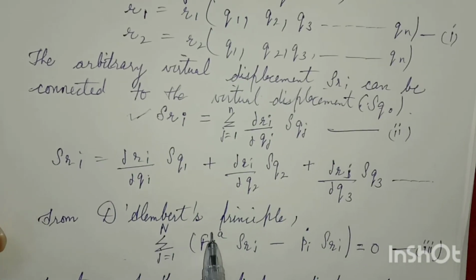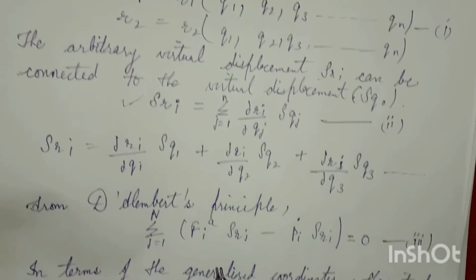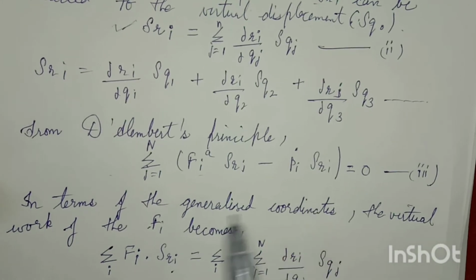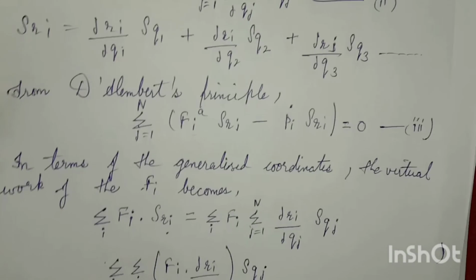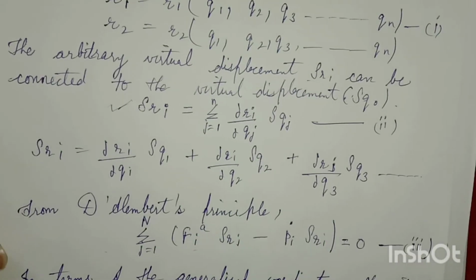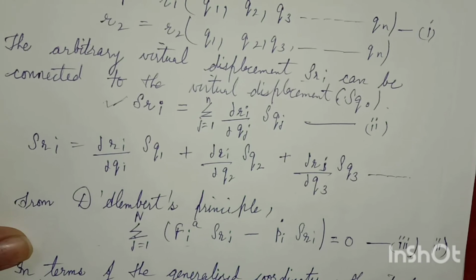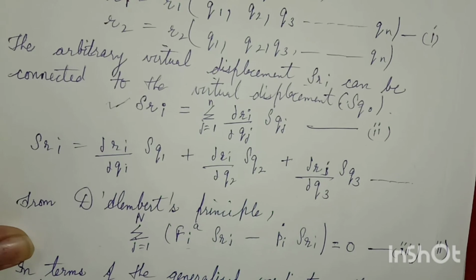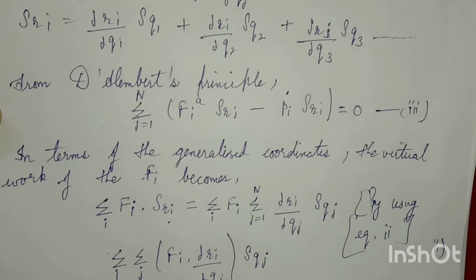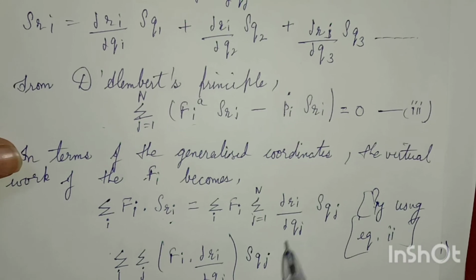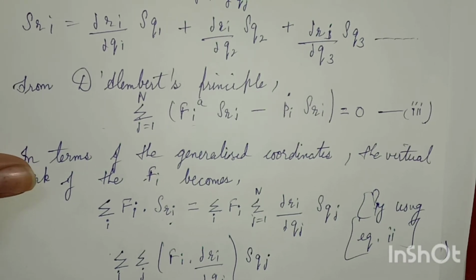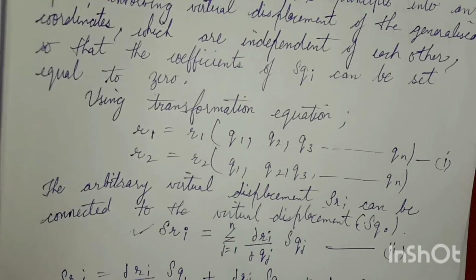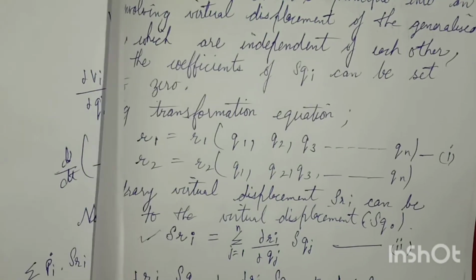Now by using D'Alembert's principle, we have a relation. We have to find the value of the applied force, then we have to find the value of the change in momentum. First we find the value of the applied force, F_i dot delta r_i, by using equation second. We put the value of delta r_i. Then we get this equation. Then we get Q_j, which is our component of generalized force.